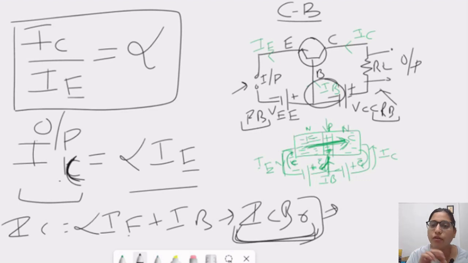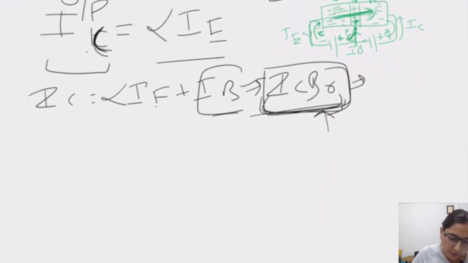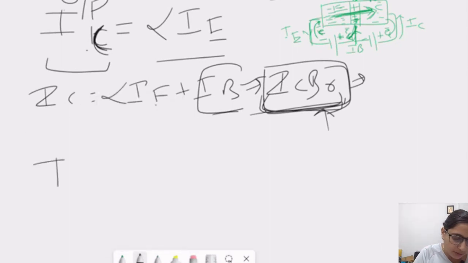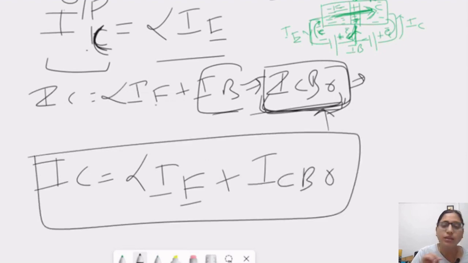And we know that in reverse biasing, a small current which is considered as leakage current will flow due to the minority charge carrier and the process of recombination. So this ICBO is nothing but that current which is considered. So what will happen? Final output current IC is nothing but alpha IE plus ICBO. So this is the current equation for output current in common base configuration.